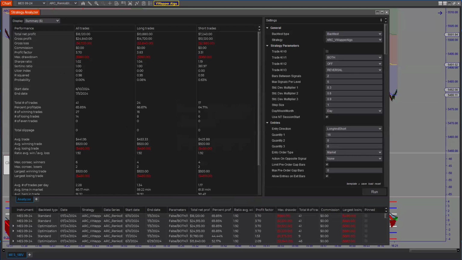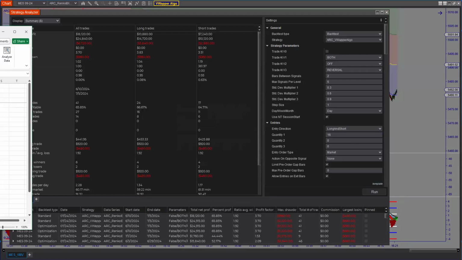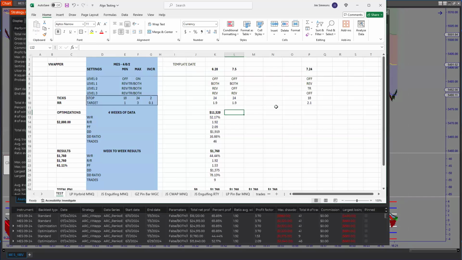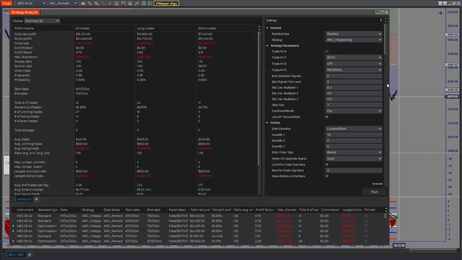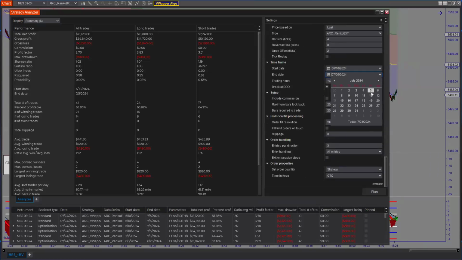So this one, really good numbers, man. All right, let's save it again. July 5, Shazam. Let's put the numbers in. So 18,120, 65.85, 1.92, 3.7, 960, 41 trades. Really great. But that doesn't matter. The only thing that matters is, did you make money? So let's go check. 712 and 78. There we go.